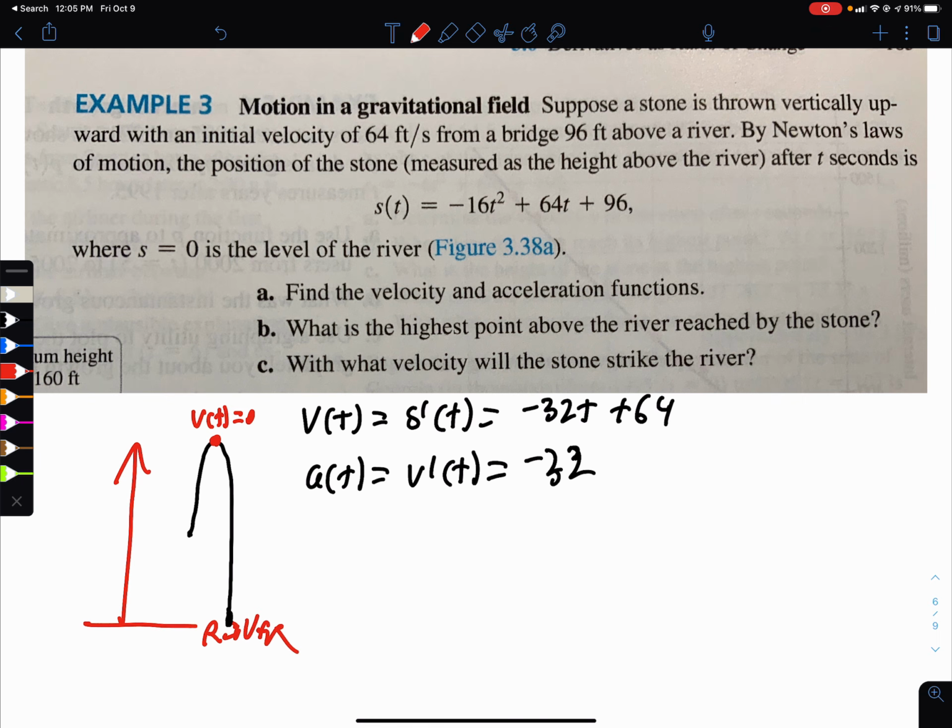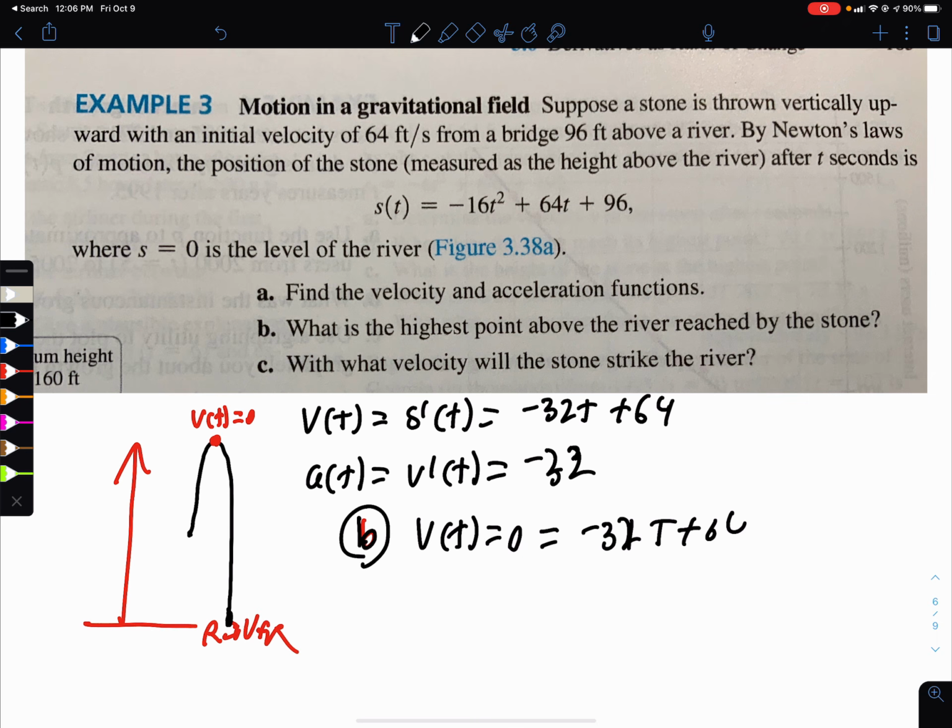What it's really asking for in part B is when the velocity is 0. So part B, when is the velocity 0? Well, the velocity is negative 32t plus 64. I'm going to subtract 64 from both sides.